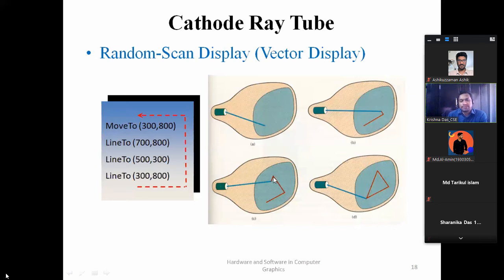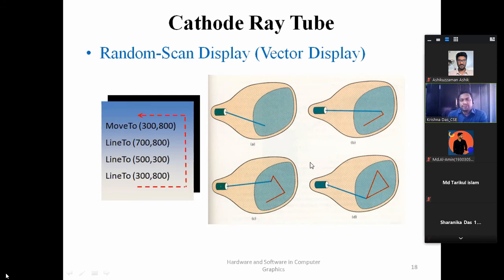So the point is there. Then again drawing the line for 300, 800, coming back to that point. So the line is 300, 800. So the beam actually painted those three lines sequentially according to the command, and the image has been created.